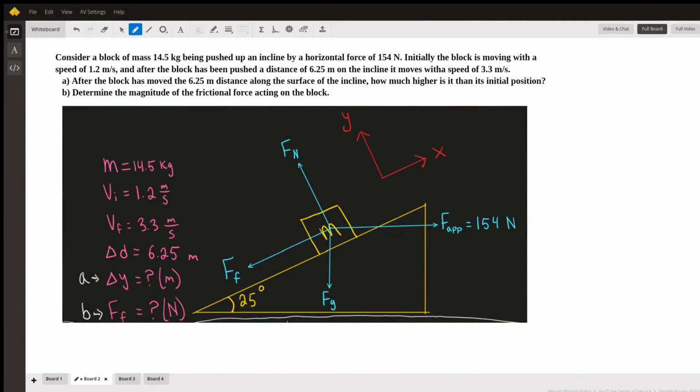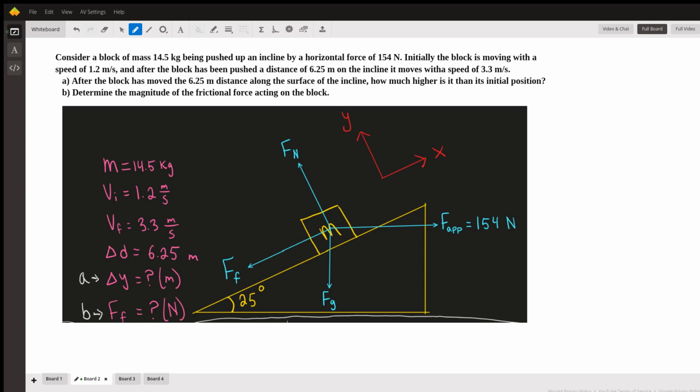Consider a block of mass 14.5 kilograms being pushed up an incline by a horizontal force of 154 newtons. Initially, the block is moving with a speed of 1.2 meters per second, and after the block has been pushed a distance of 6.25 meters on the incline, it moves with a speed of 3.3 meters per second.